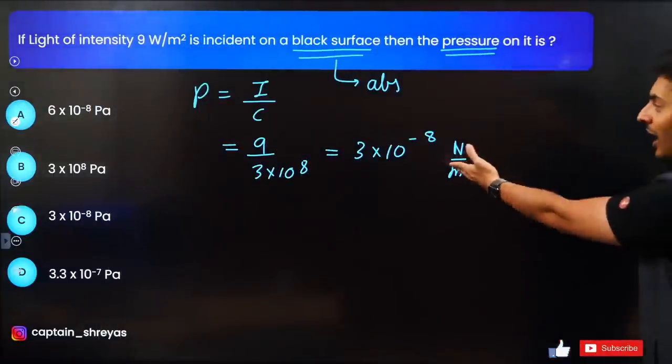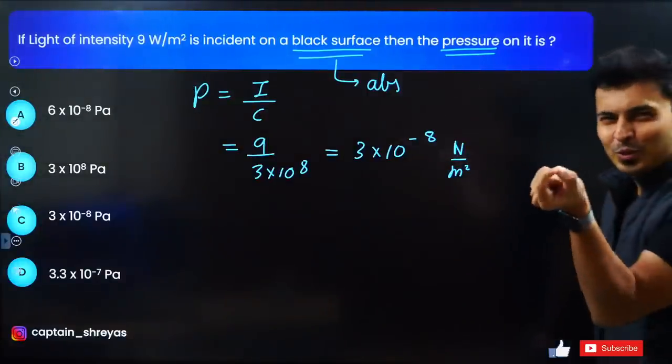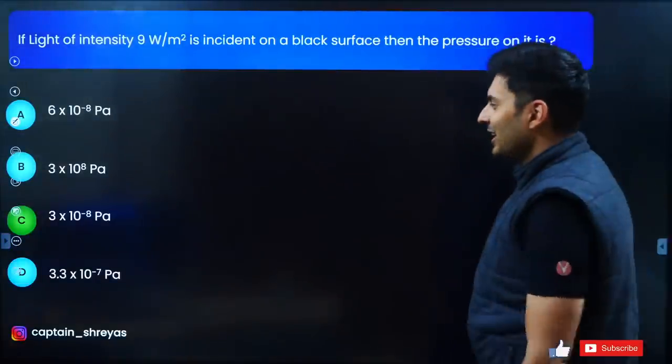So it's very small. You will hardly barely feel it. 10 to the power minus 8, so small. What will you feel? Nothing.